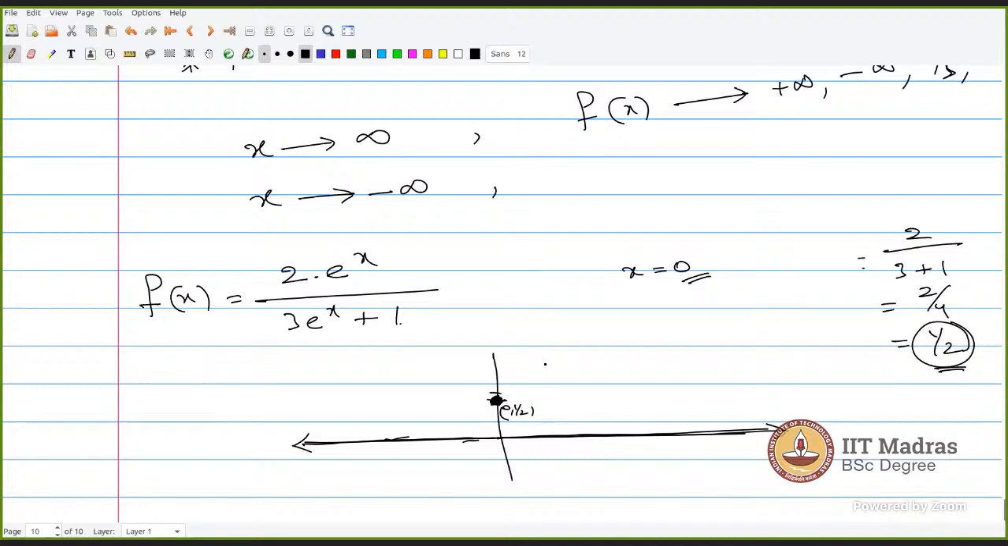Until now, you know these things. But when it comes to the turning point, how can we judge with this plot? Once you plot it, then only you will get the turning point. As of now, we don't know where it may turn. We know only 2 things: the graph should pass through this point 0 comma half, and the graph will not touch the x-axis.